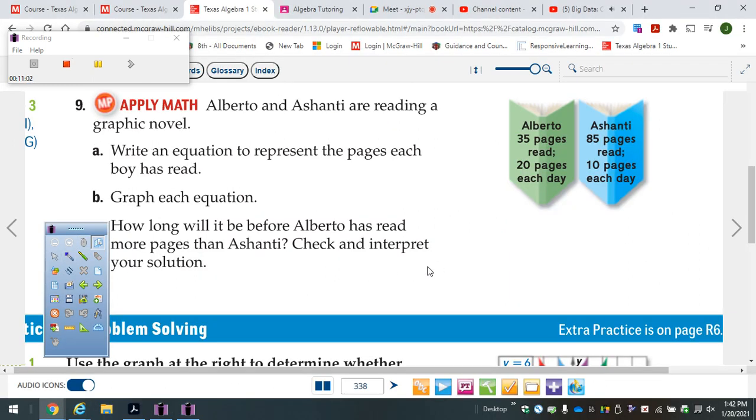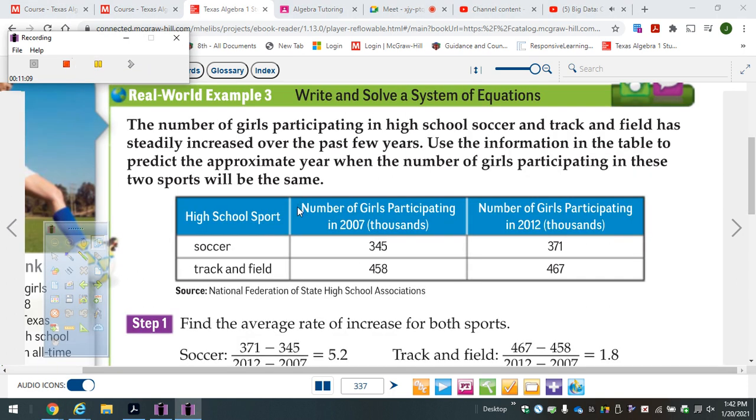Okay, that's a good question there. Good. Hopefully you got it. Let's come back here and practice another word problem. Okay, here's a word problem from the book.